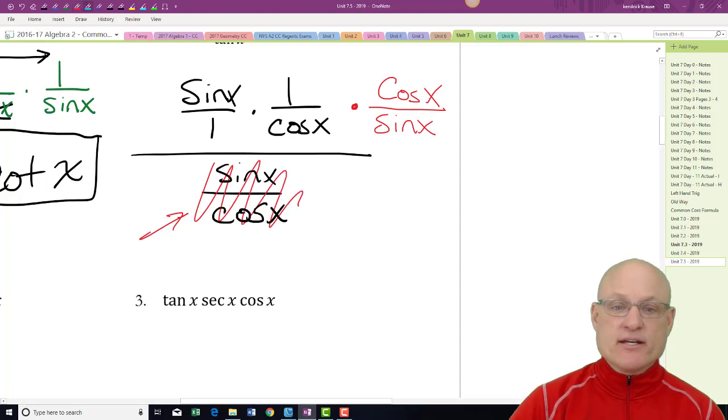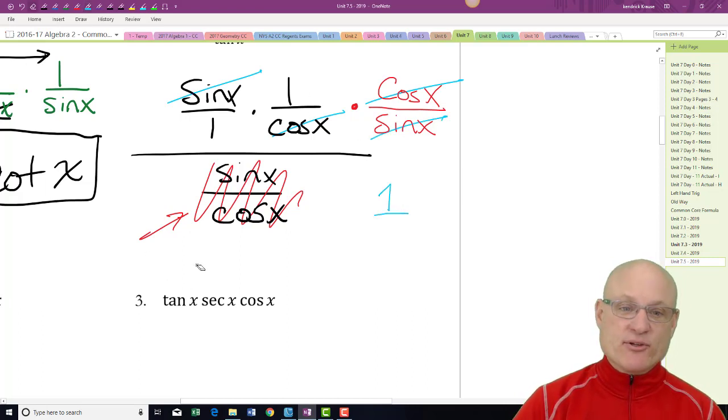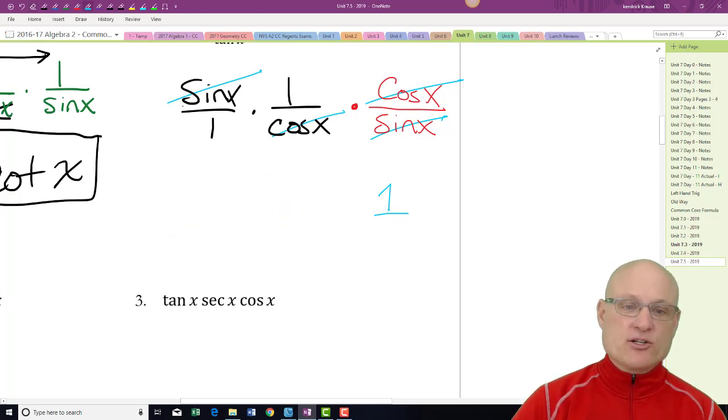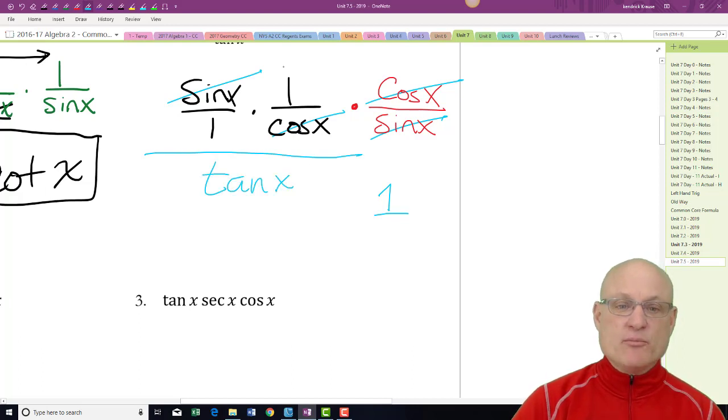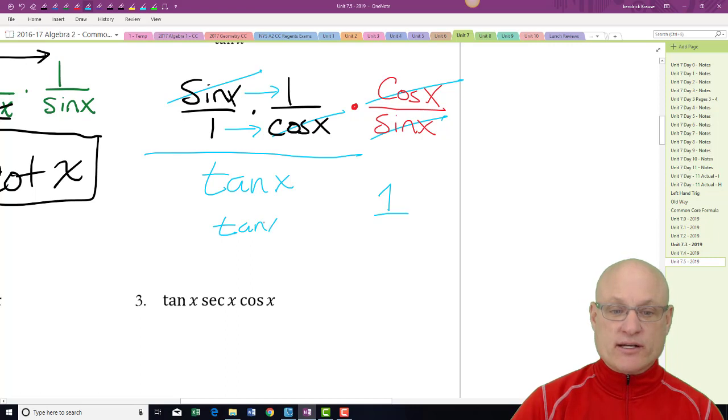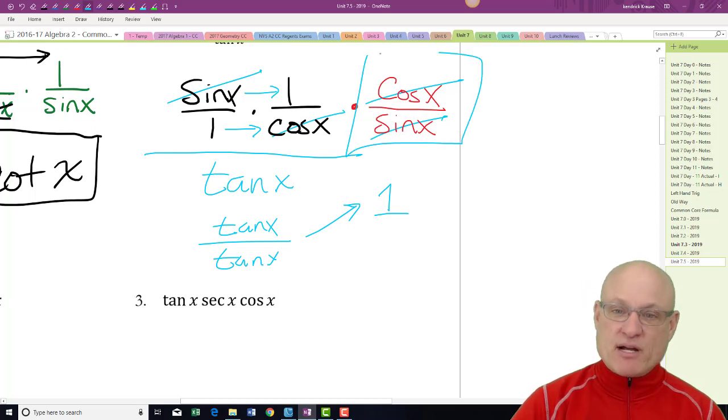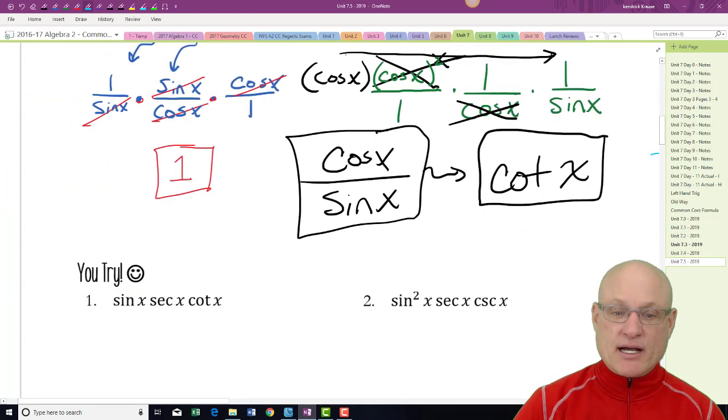Okay, now that I've done that, this cosine x cancels, this sine x cancels, and I'm left with 1. Now, why did I say I didn't have to do that? Because I could have left this as tangent of x. Why? Well, in the numerator, if I multiply these across, I get sine x over cosine x, and sine x over cosine x is tangent x. So I get tangent x over tangent x, which equals 1. I want you to really remember that dividing by a fraction is the same as multiplying by the reciprocal.